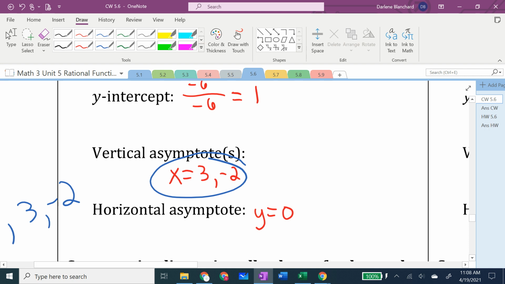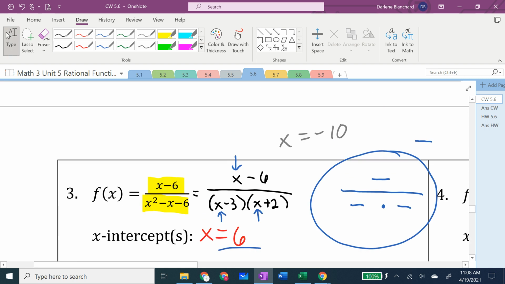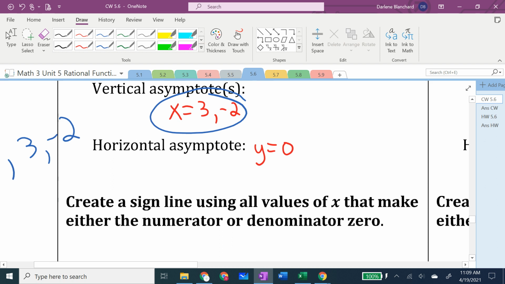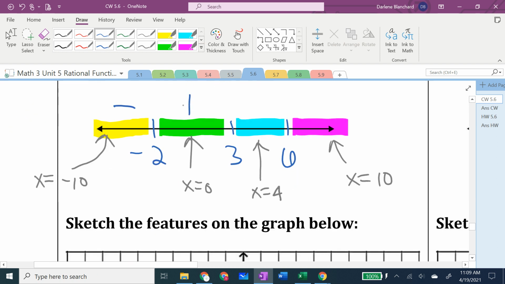Then x equals 0. I'm going to erase the signs that I came up with. And when x is 0, 0 minus 6 is negative. 0 minus 3, negative. 0 plus 2, positive. If I have 2 negatives multiplying or dividing, overall fraction is positive. Positive. Now I'm going to try x equals 4.